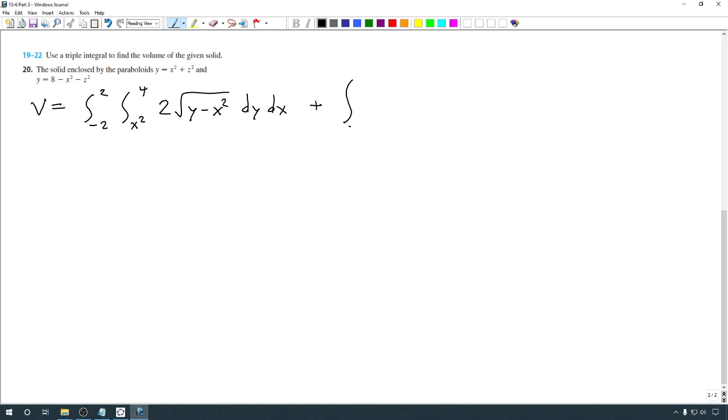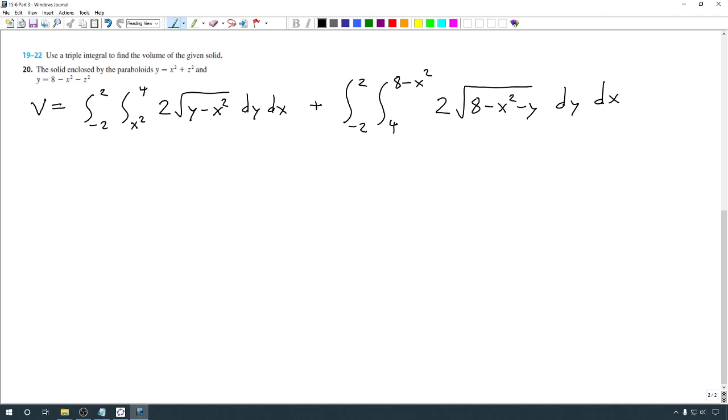But then we have the other part. This would still be from -2 to 2, but this time instead of going from our first parabola up to 4, we go from 4 up to our second parabola of 8 minus x squared. This time now we're using this paraboloid. We do the same kind of thing. We have 2 times the square root of 8 minus x squared minus y, dy dx. Now, this is something we could probably evaluate. We'd have to know how to deal with the square root of something with x squared in it, something like that.